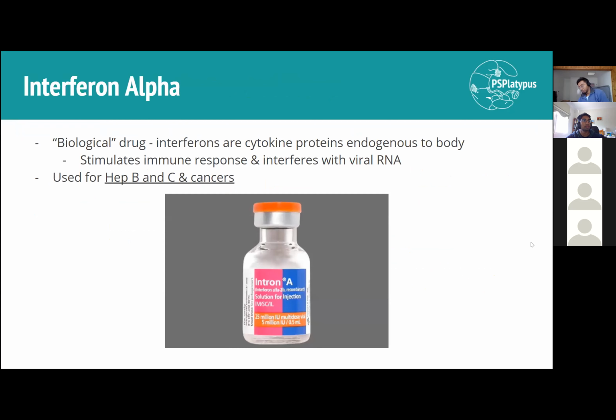The last one is a drug which doesn't really fit in a category, but is kind of important, and that is interferon alpha. So interferon alpha is actually an endogenously produced cytokine protein. So we call it kind of like a biological drug, since it's technically not synthetically produced, in the sense that it's not unnatural or whatever. But essentially, it just stimulates the immune response against viral RNA, and it's used for Hep B and C and some cancers.